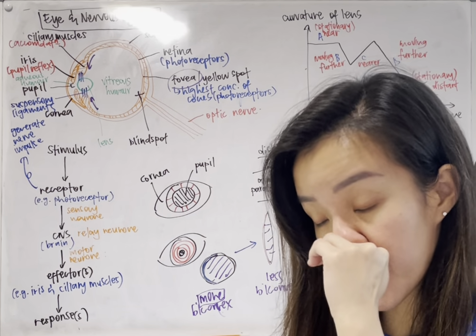For the lens to become thicker, to refract more light onto the fovea.